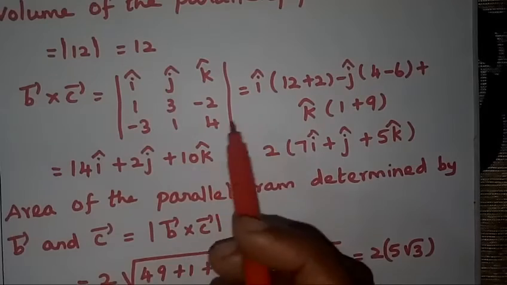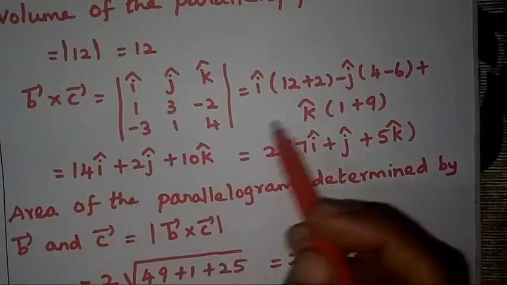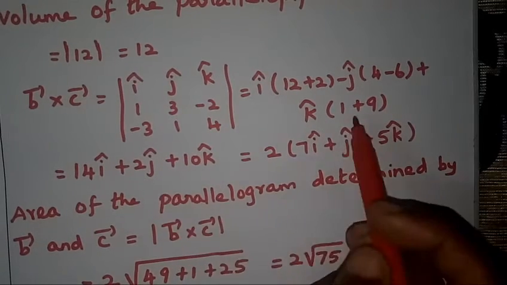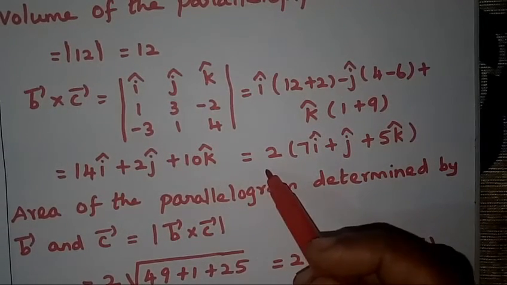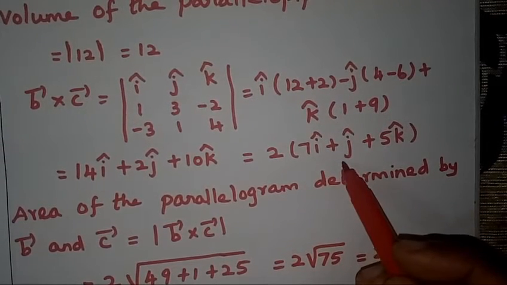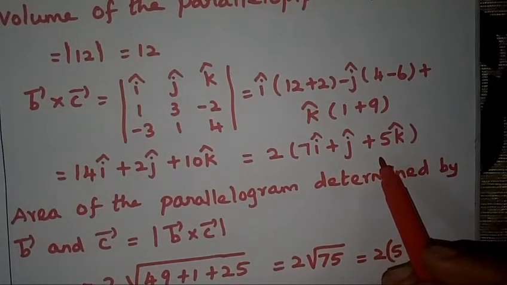So it is equal to 12 plus 2, which means 14 I cap. Here minus 2, minus into minus is plus, plus 2 J cap, plus 10 K cap. You can take 2 common outside from this. It will become 7 I cap plus J cap plus 5 K cap.